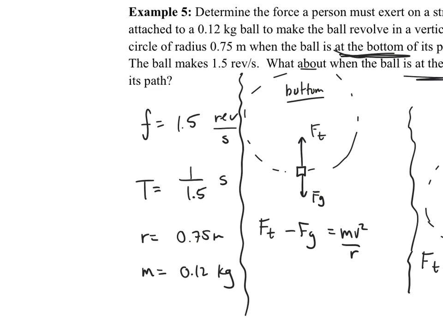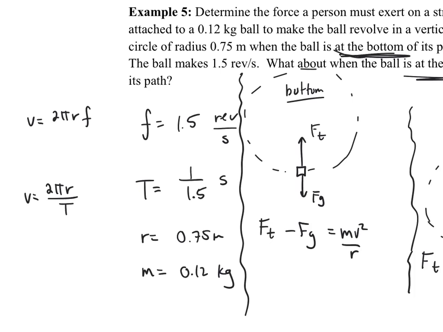Can you give me the two formulas for v based on what we derived a couple slides back? Give me one of them, Jack. 2 pi r f. Good, and the other one? 2 pi r over T. Yeah. And it doesn't matter which one you use. Whether you put f in as 1.5 here, or you plug in 1 over 1.5 for T, it's up to you.